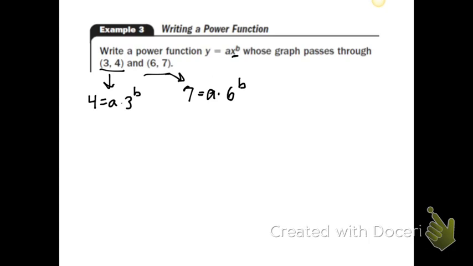Now it's going to be hard to solve either one of these equations for b, but it's not so bad to solve for a. So I'm going to divide both sides by 3 to the power b for this equation, and that will let me solve for a.